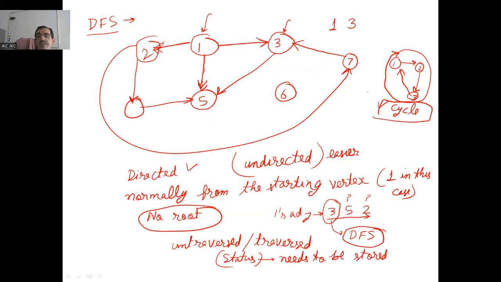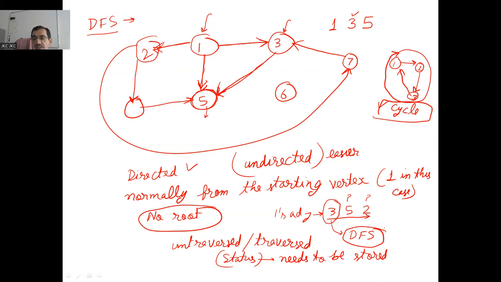Fine, 3 was untraversed. I have now printed 3 and resume from 3. 3's adjacents are to be seen. 3 has only one adjacent, which is 5. 5 is untraversed, so I will go to 5 and list 5 here. Now 5 is also traversed, and I will go through the adjacency list of 5. 5 has no adjacency list, which means I have nothing more from 5 onwards.